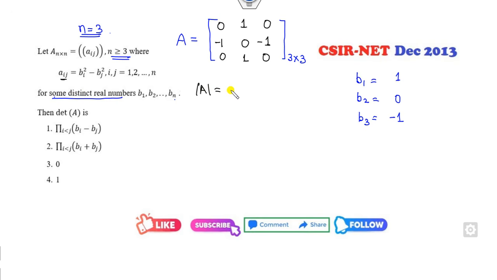What is the determinant of this? Minus 1, 0 minus 0. Answer is 0. So the correct option is C, that is the right answer of this problem. And you can see, within 10 to 15 seconds you can solve this question in a very simple manner.